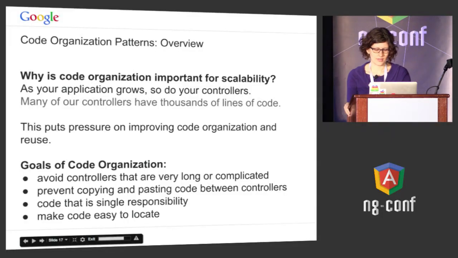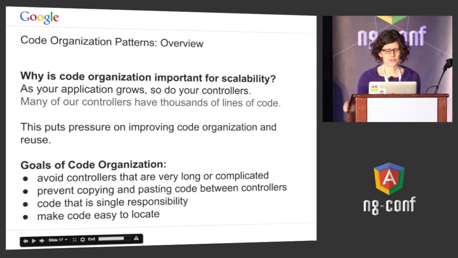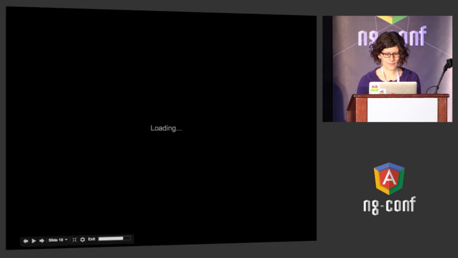So why is code organization important for scalability? As your application grows, so does the size of your controllers. Our application is very large, as you saw. Many of our controllers have thousands of lines of code. And having your controllers be this large puts pressure on improving code organization and reuse. So the goals of organizing your code are to avoid controllers that are very long because they're very complicated, to prevent copying and pasting code between controllers, and to have code that is single responsibility and easy to locate.